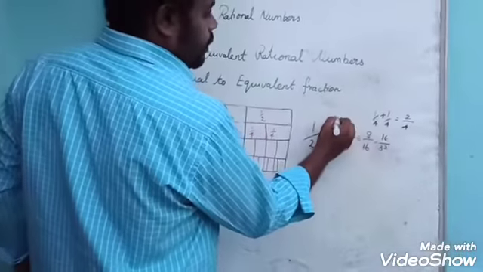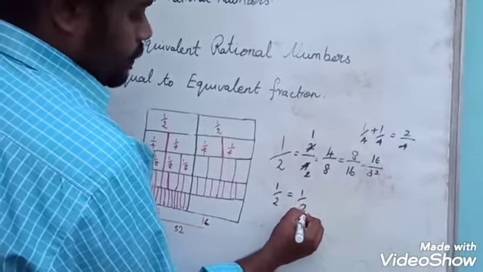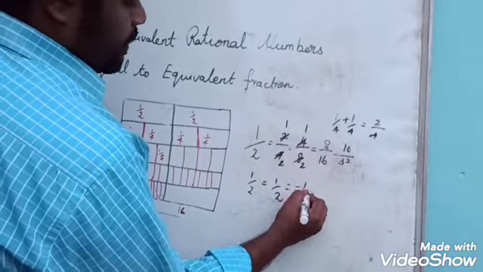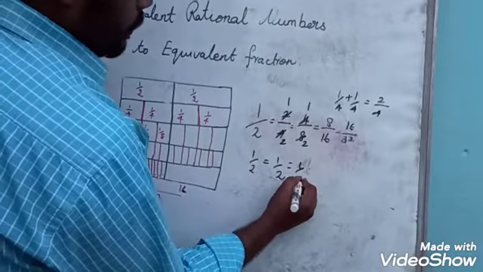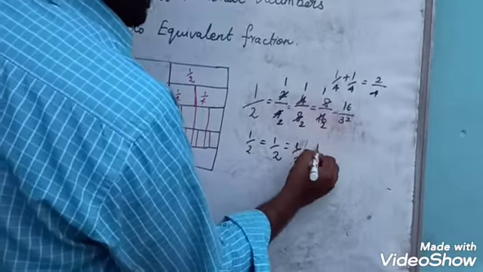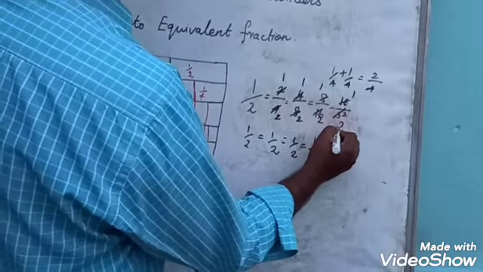So this can be divided by 1, 2 is 2, 2 2s are 4. So 1 by 2 which is equal to 1 by 2. 1 4 is 4, 2 4s are 8. It becomes simplified is equal to 1 by 2. 1 8 is 8, 2 8s are 16. This one is also equal to 1 by 2. 1 16 is 16, 2 16s are 32.